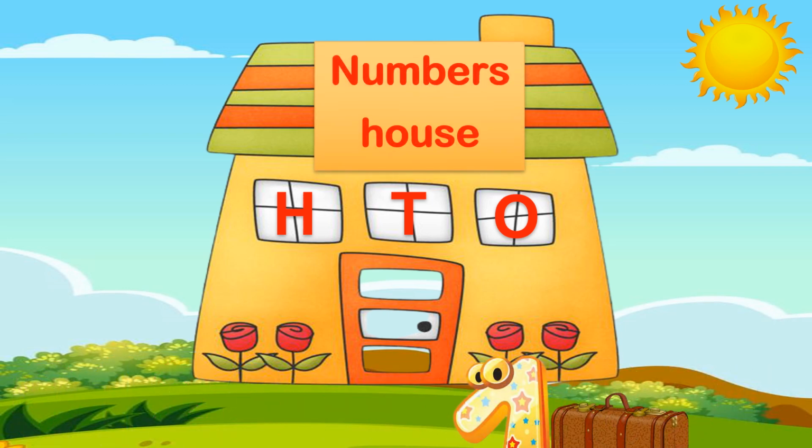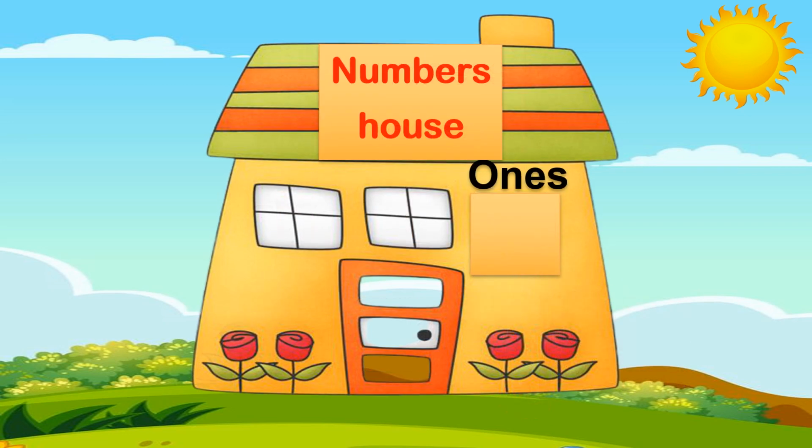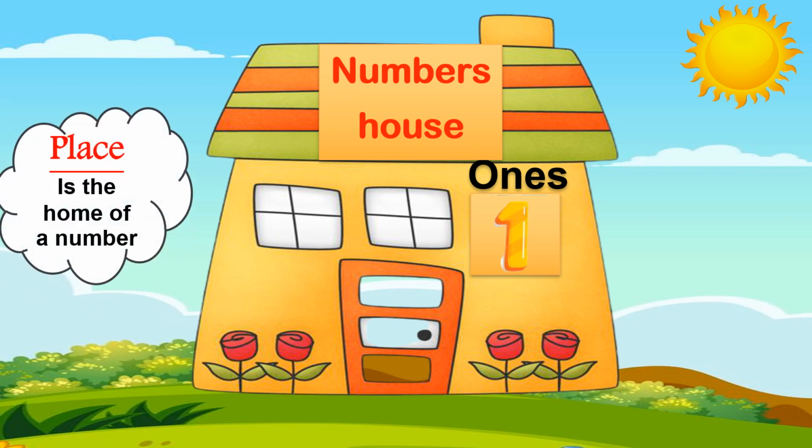For example, if I have number one, which room will it enter? Hello, Mr. One. I will enter the room of Mr. Ones because Mr. Ones takes only one digit. Here I have the room of Mr. Ones. 1. So the place is the home of the number. So the place of number 1 is ones.